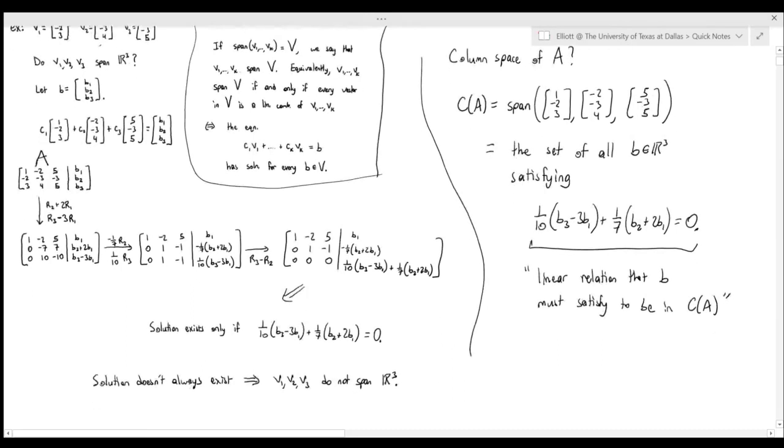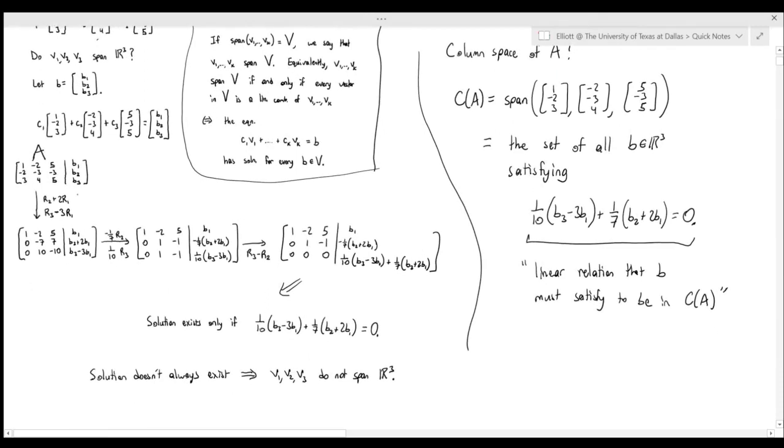If you want to find this linear relation, the procedure is just to set up this augmented matrix and do the elimination. And if you get a row of zeros, you're going to need the right-hand side to equal 0 for there to be a solution. All right, so I'll just pause again and ask if there were any questions. All right, in that case, I will continue. So that was just talking a little bit about the column space.